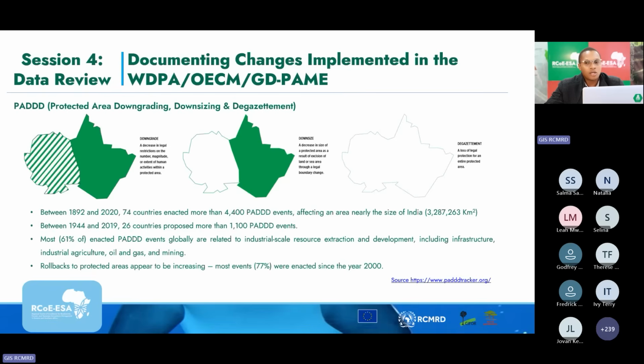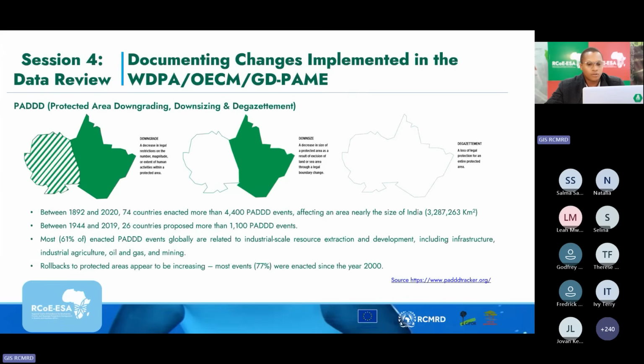In downsizing, this is where there is an excision on maybe land or sea, meaning that now the boundary will shift or change a bit. And then, as I mentioned, degazettement is the loss of the legal protection.